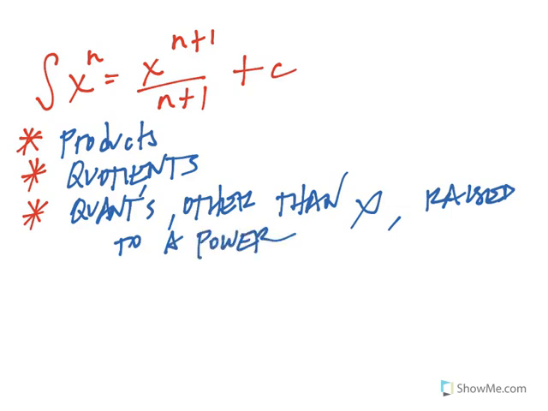If you are unable to derive products, quotients, or quantities other than x raised to a power until you get to those rules, I think it makes sense that as we're anti-deriving, or going the other way, those items should also be on the prohibited list until we get there. And get there we will. Okay, let's work a few examples here then.